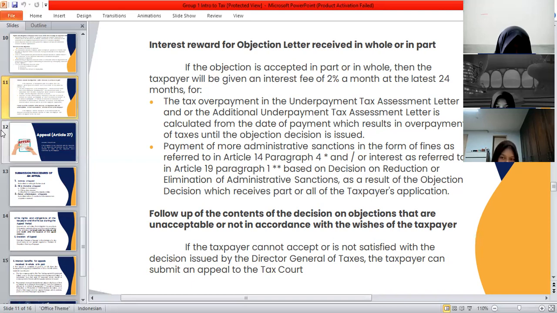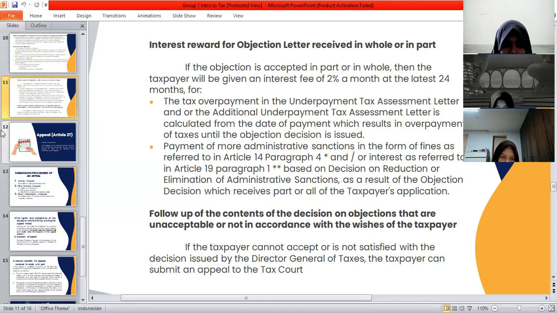Payment of more administrative sanctions in the form of fines as referred to in Article 14, paragraph 4, and or interest as referred to in Article 19, paragraph 1, based on the decision on reduction or elimination of administrative sanctions as a result of the objection decision which receives part or all of the taxpayer's application.